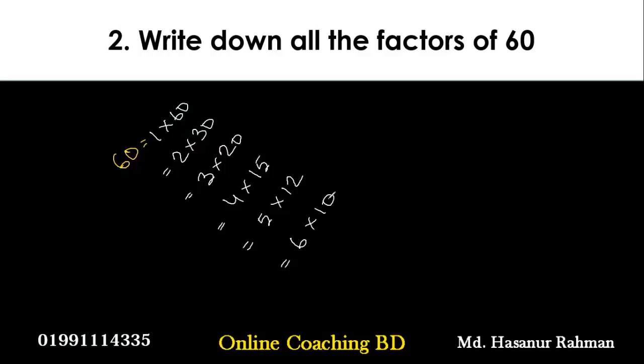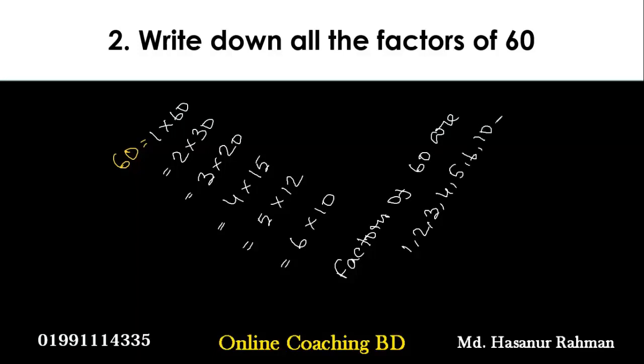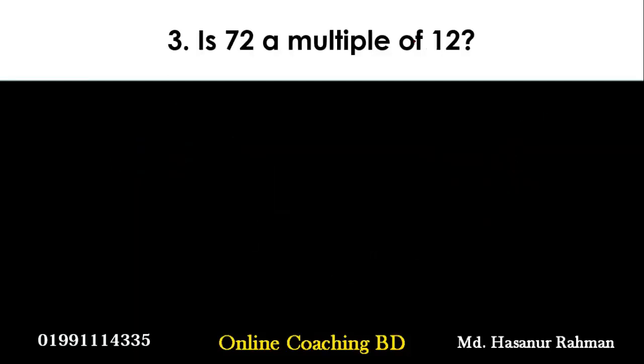That means 6 multiplied by 10 is 60. 5 multiplied by 12, 60. 4 multiplied by 15, 60. 3 multiplied by 20, 60. 2 multiplied by 30, 60. 1 multiplied by 60 is 60. So, these numbers are factors of 60. So, we can say the factors of 60 are 1, 2, 3, 4, 5, 6, 10, 12, 15, 20, 30, and 60. So simple.